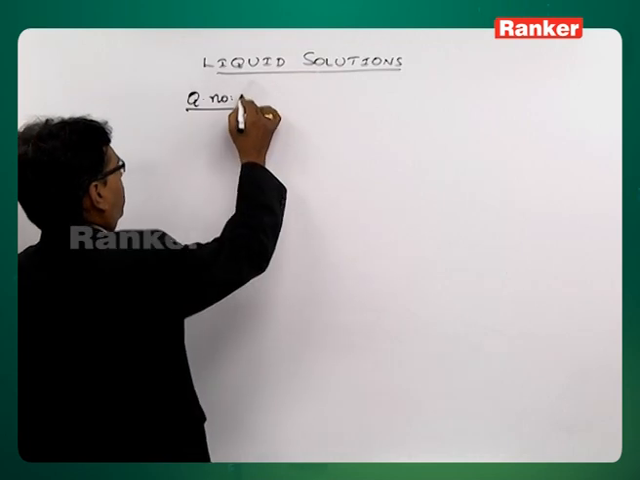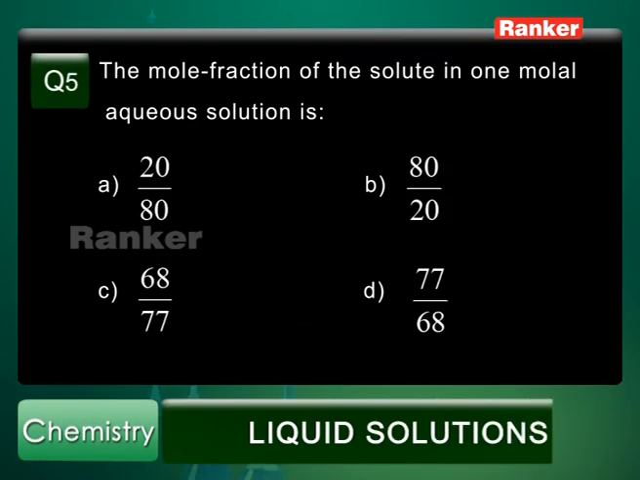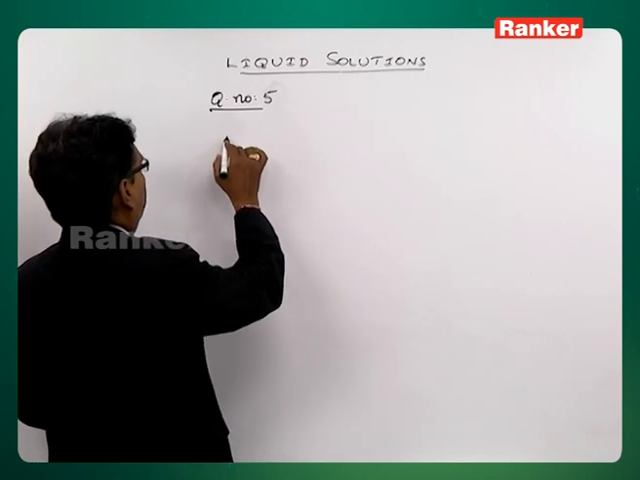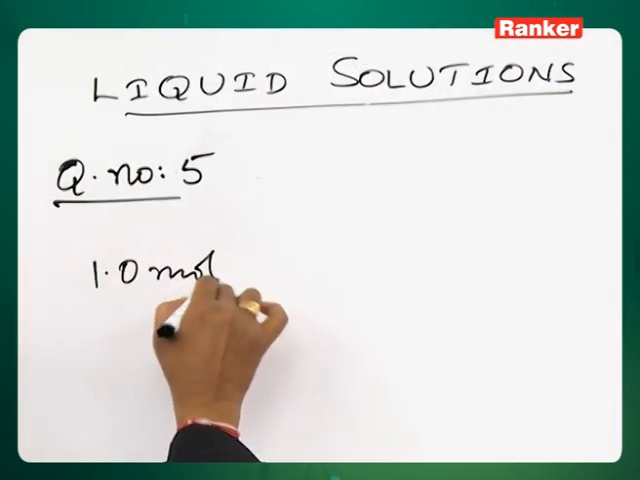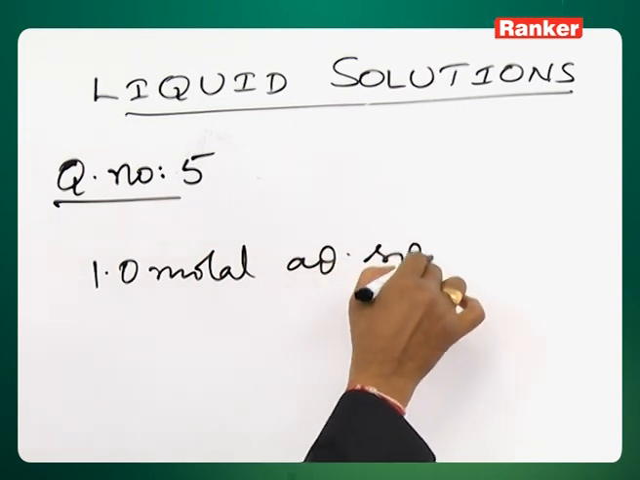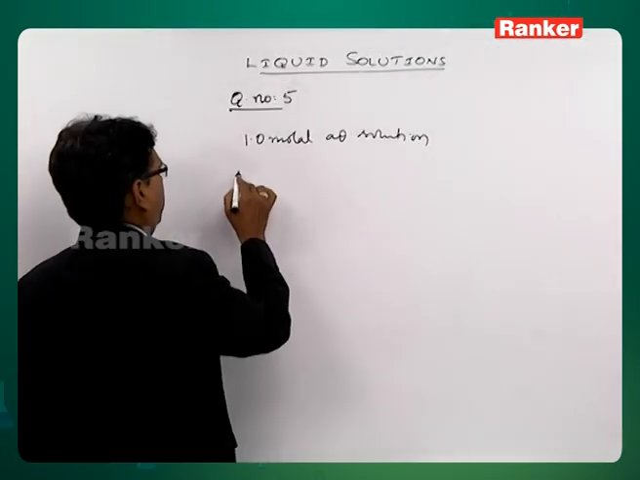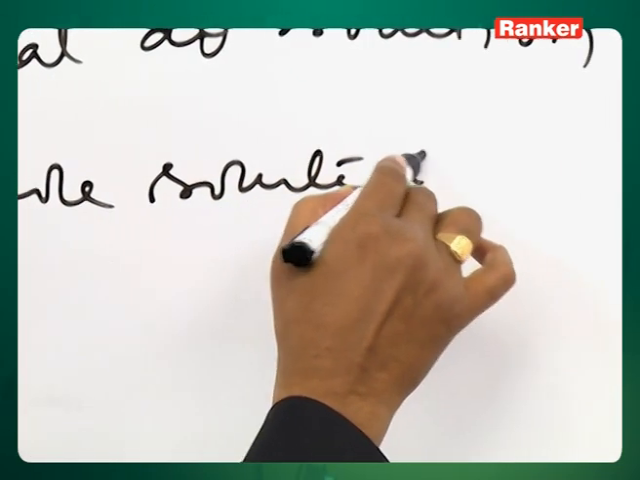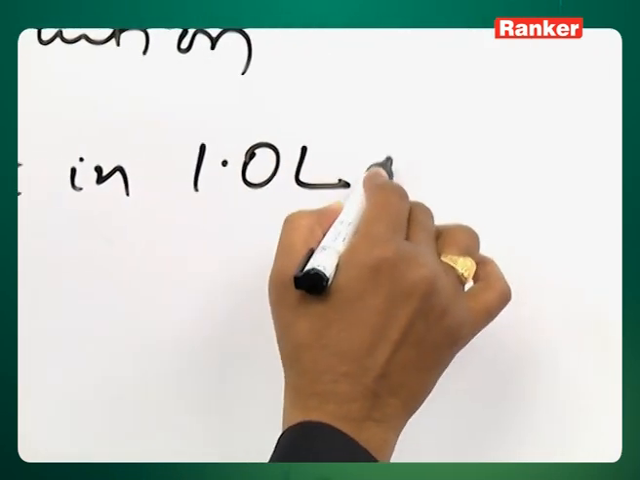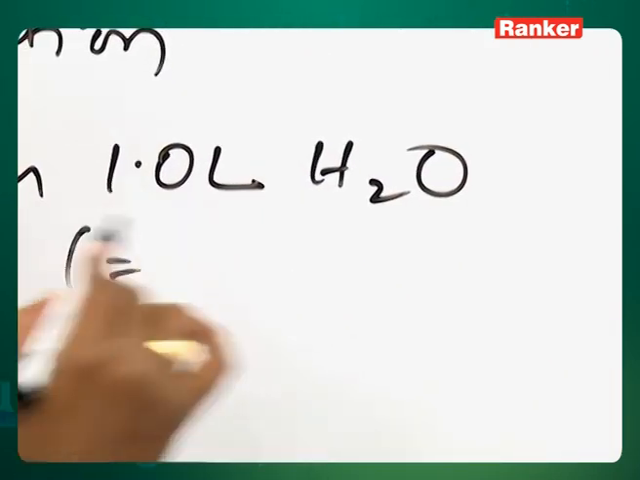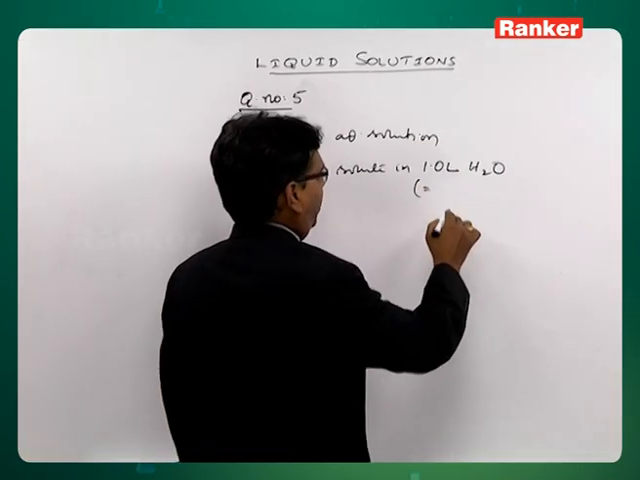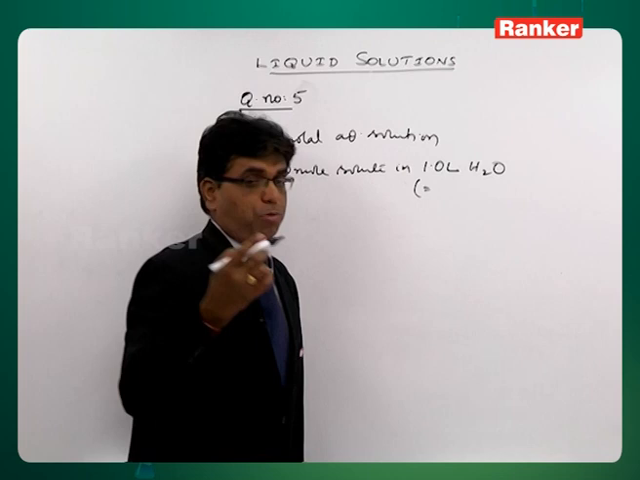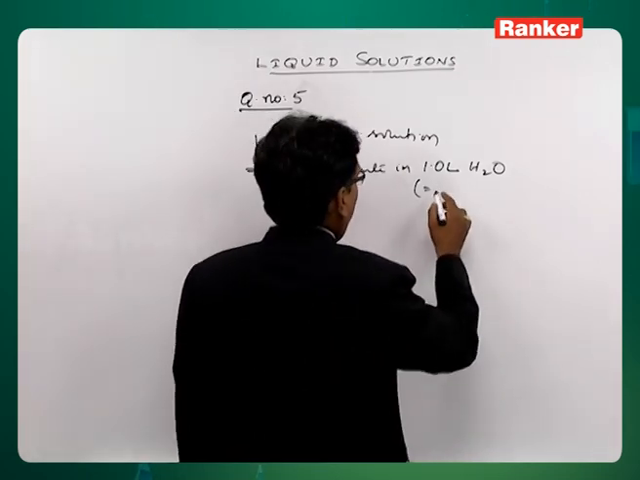Now, let us go to question number 5. The question asked is, what is the mole fraction of the solute in 1 molal aqueous solution? 1 molal aqueous solution means it is 1 mole of solute in 1 liter of water. 1 liter of water is nothing but 1000 grams, by taking the density as 1 gram per ml. So, then it is number of moles of water.